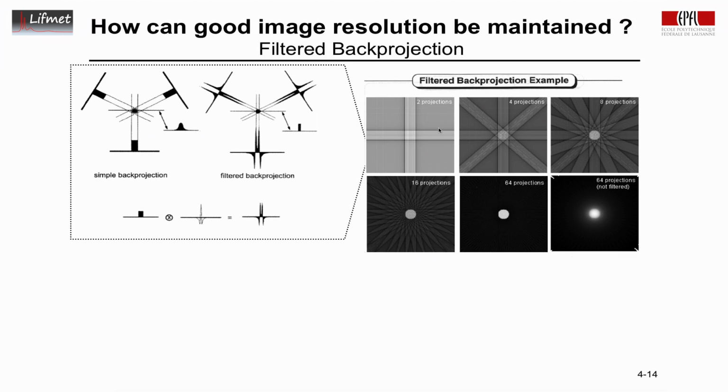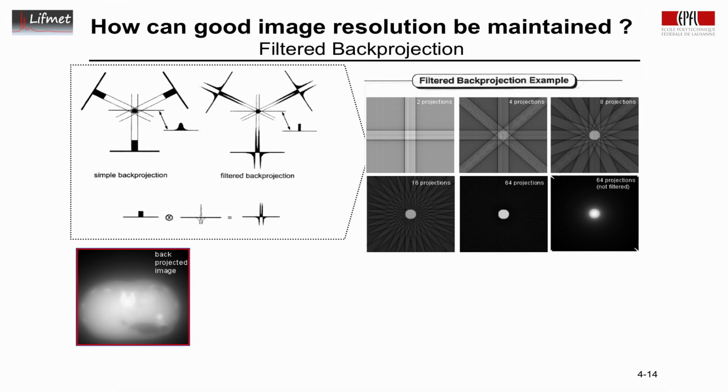Here's another filtered back projection example. For a larger object, we have 2 projections, 4 projections, 8 projections, and so on. With 64 projections, we get the nice square phantom. If we don't do filtered back projection, this is what we would be getting. So we are getting a blurry image. This is definitely not something that we would want.